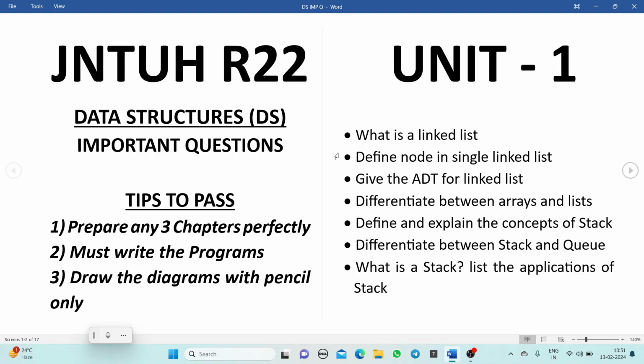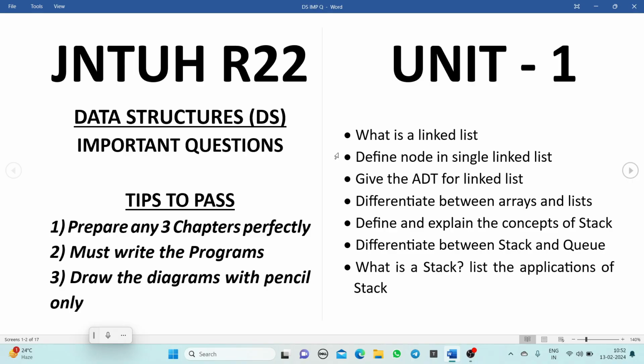And array and linked representations of a stack, nothing but stack using arrays and stack using linked list. And also we have some stack applications which can be asked for 5 marks. And then queues, operations, arrays, and linked representations. So these are the topics we have from unit 1.